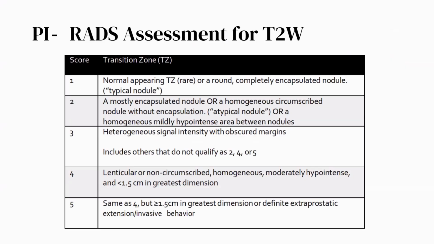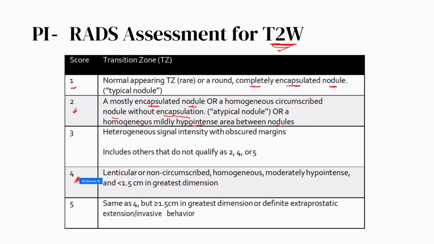So again, let's give the score for the transitional zone lesions according to the T2 weighted MRI. As we said, score 1, typical appearing nodule, completely encapsulated nodules. Score 2, partially encapsulated or mostly encapsulated nodule, or nodule without encapsulation, as we said. Also, if we have a homogeneous, mildly hypointense area between the nodules.